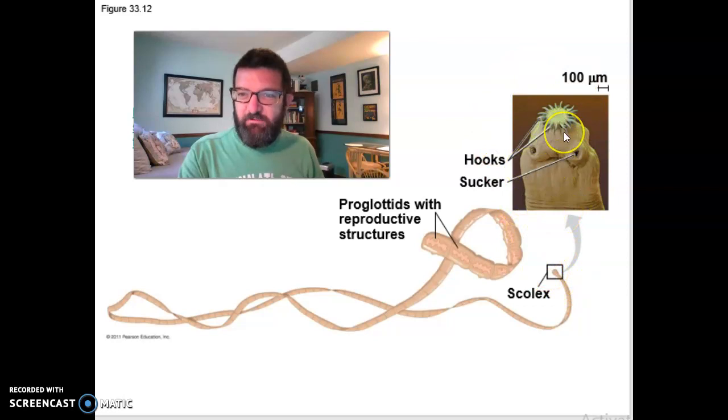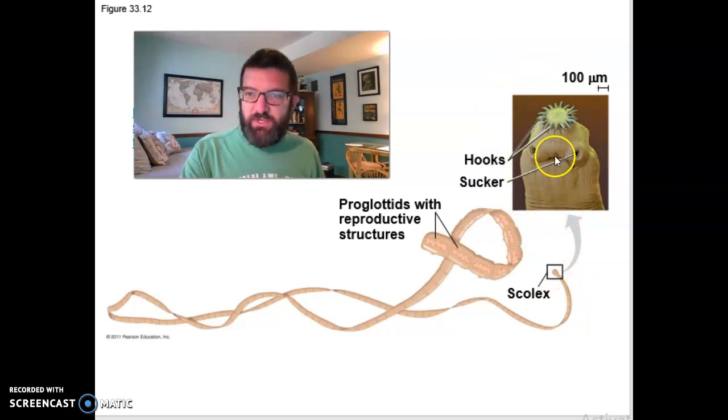Tapeworms have a scolex, which is what this looks like up here. It looks like a head, kind of, but it's not. And these are not eyes, they're suckers, and these are hooks. And this is how it grabs onto your intestinal wall. And then in addition to the scolex, they have segments coming back here that are called proglottids.